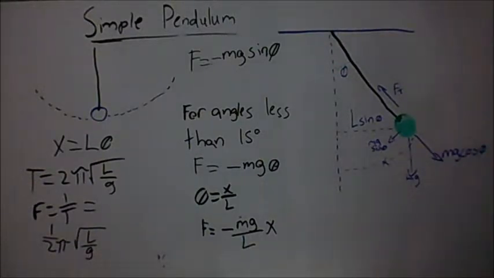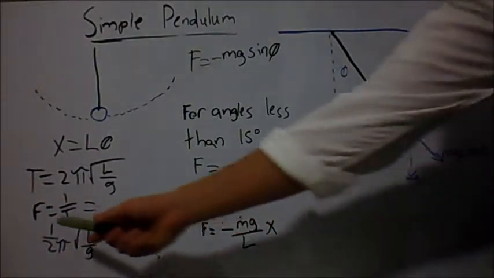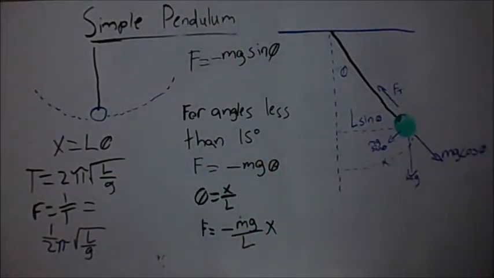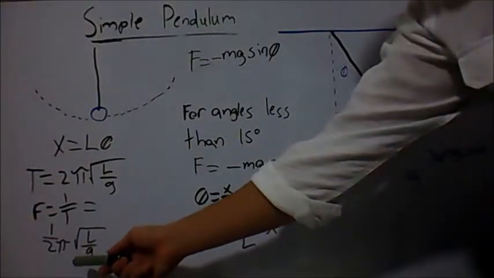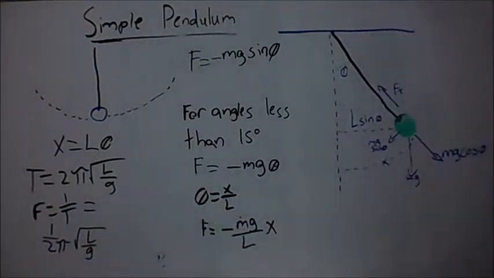Now, the period of a pendulum is calculated by this equation, 2 pi square root of L over G. And the frequency is just 1 over period, so it's 1 over 2 pi times square root of L over G.